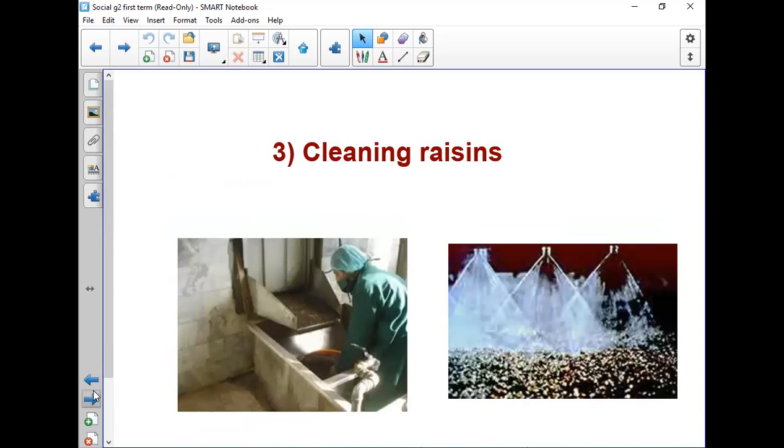So of course it will have garbage or sand, or we may have flies that stood on the grapes or on the raisins. So they have to wash it, or when they send it to the factory, they have to clean it or wash it, okay? So this is the third step. The first step, picking the grapes. The second step is drying grapes. The third step is cleaning raisins. It means that we wash it with water.